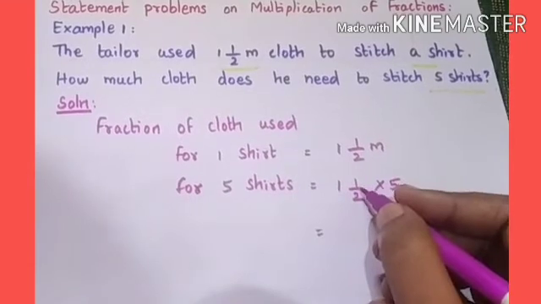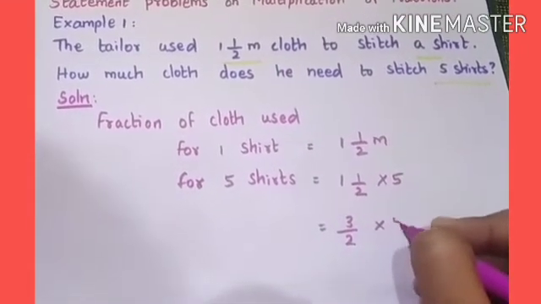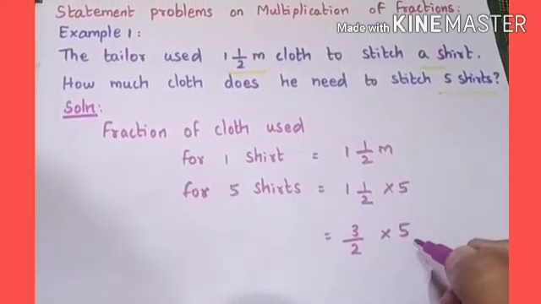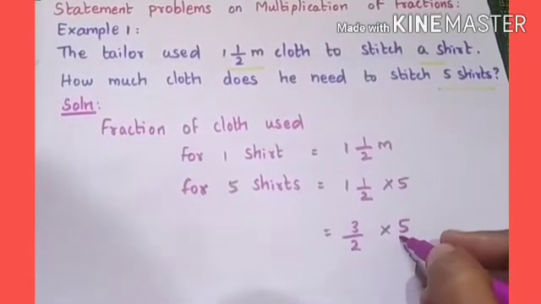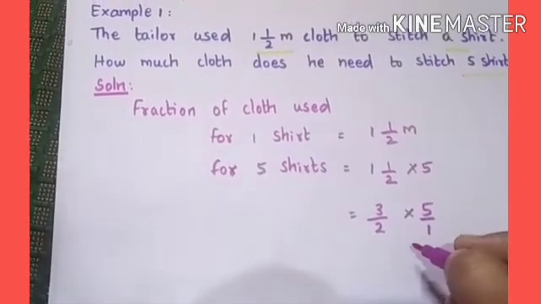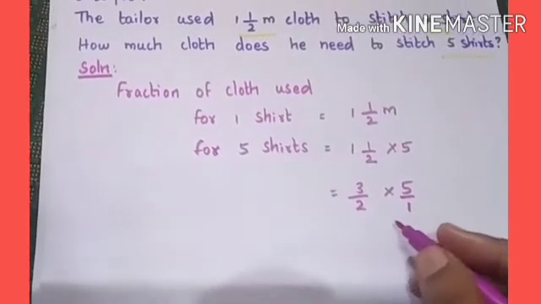Multiply 2 ones are 2 plus 1, 3 by 2. Then multiply by 5. 5 is a whole number, so write 5 in fraction form. That is 5 by 1. Then we can multiply the number 3 by 2 by 5.